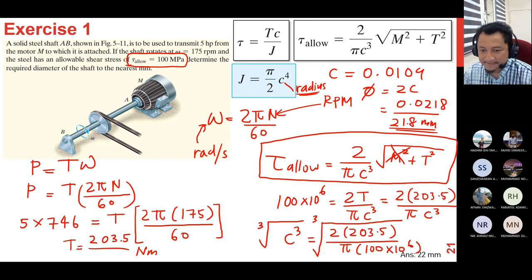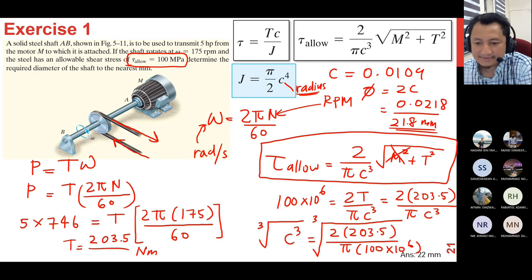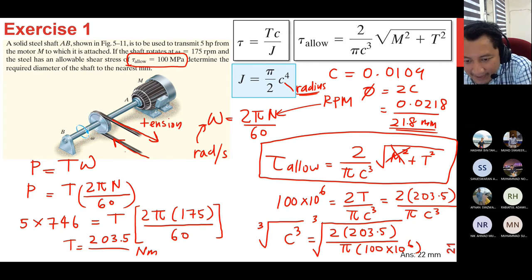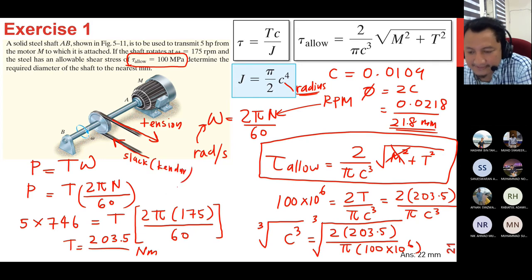So, dapat jawapan. Kalaulah kita terpaksa consider bending moment kan? So, ini dia ada pulley tau. Satu pulley akan travel macam tu. Another pulley will go like this. So, bahagian yang tarik ni kita panggil tension. Bahagian bawah ni kita panggil slack, ataupun kendur. Dalam pulley lah. Kamu tarik satu tension. Satu lagi dia mengikut. So, dia kendur lah.